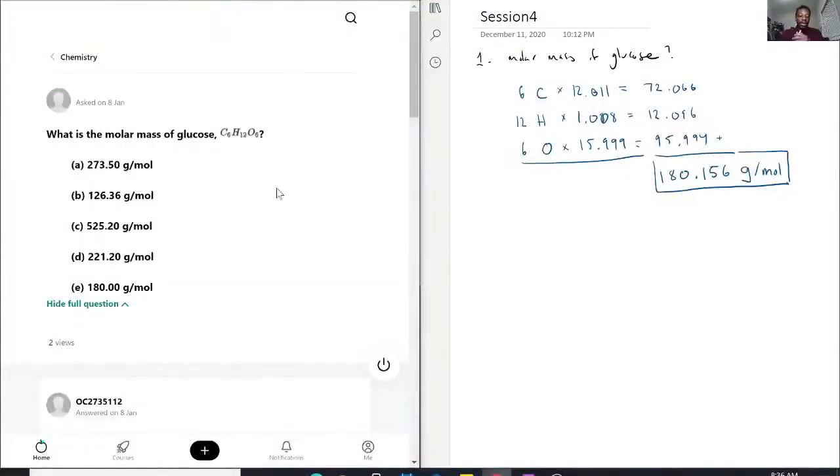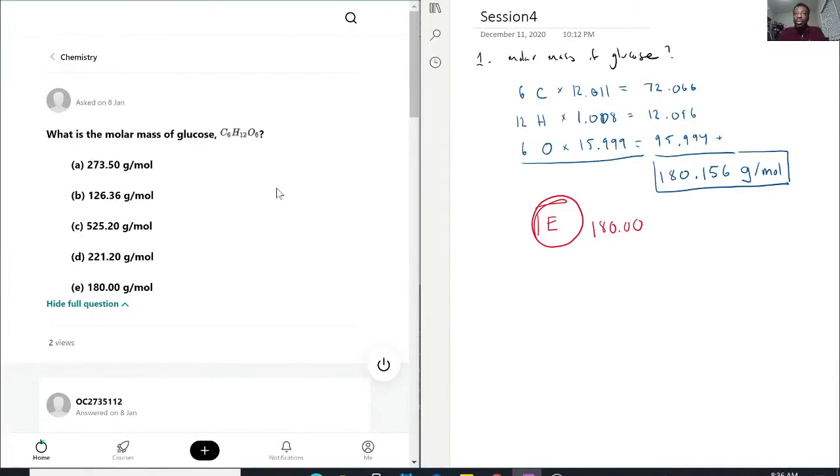So with that being said, we'll look at our choices here. As I said earlier, the periodic table does vary, so it's important to pick the answer that's the closest to it. Based on the choices we have here, the best answer would be E, the 180.00, only because it's the answer that's the closest that we can pick from.